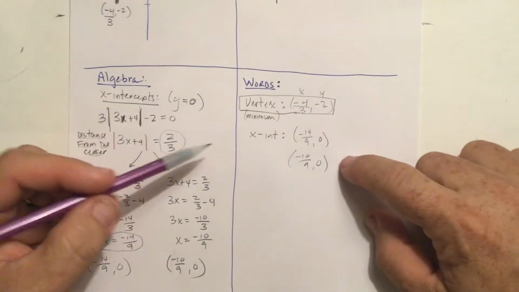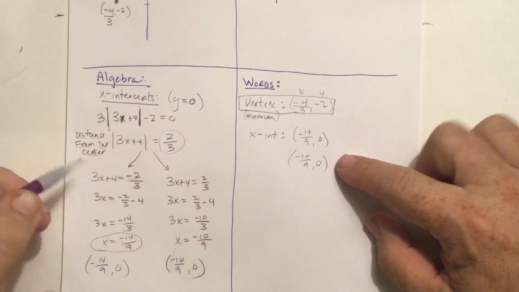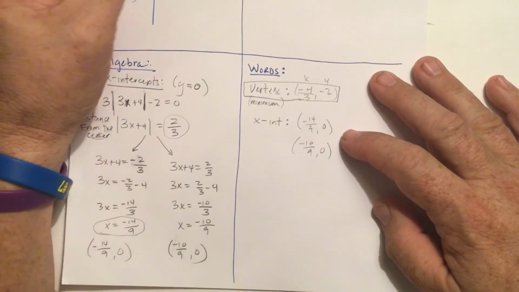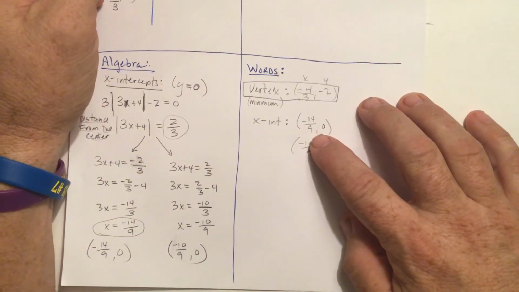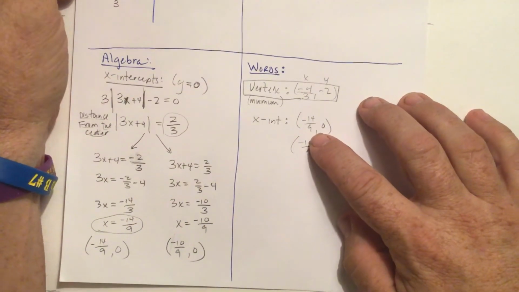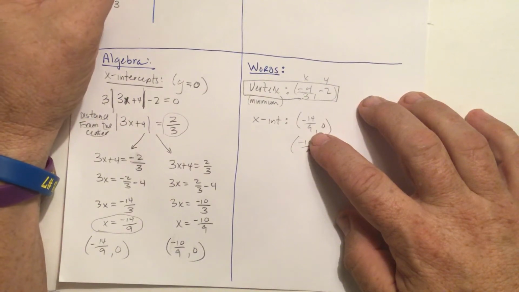All right, so I've got all three pieces. Negative 10 ninths is right about here. It's 1 1/9. And that's going to be 1 and it's going to be right about there.